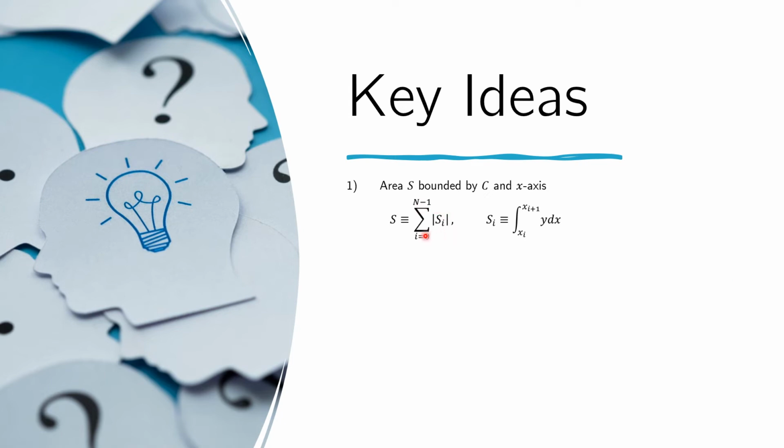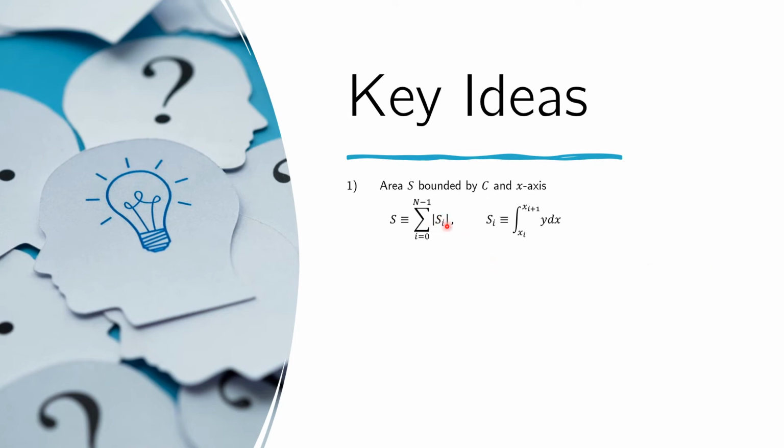That's what this means. And you see S sub I is actually the integral of y with respect to x, the area from x sub I to x sub I plus 1. So for example, for this area here, that's from x sub I to x sub I plus 1. So this is that S sub I here. And we put absolute value symbols here because we want the positive area. So the area here should be positive, here should be positive, here should be positive.